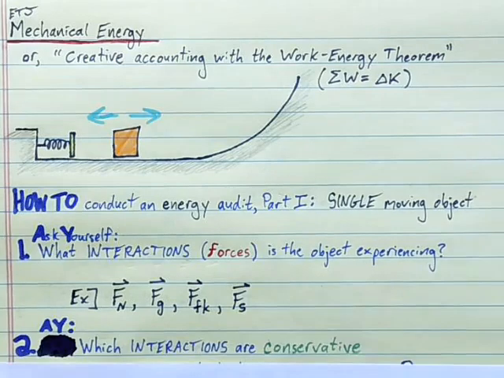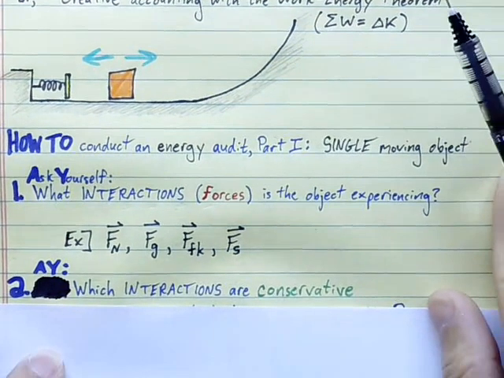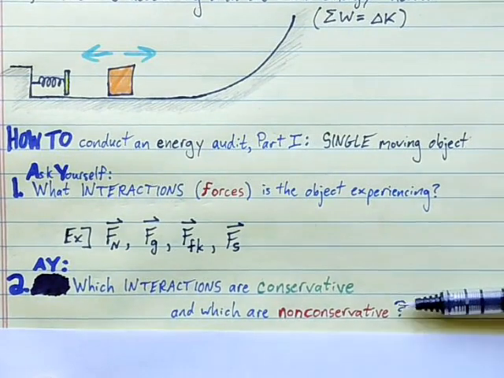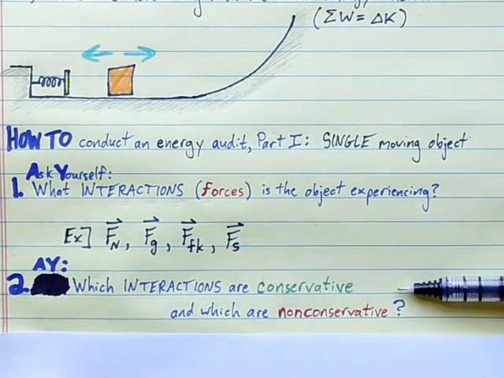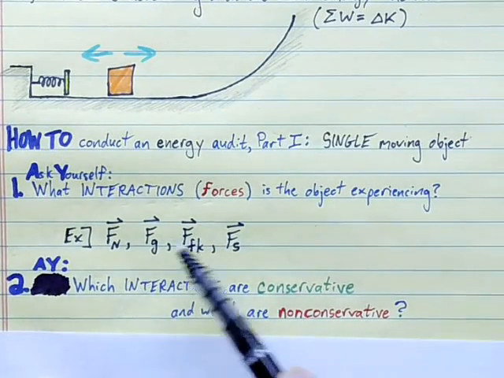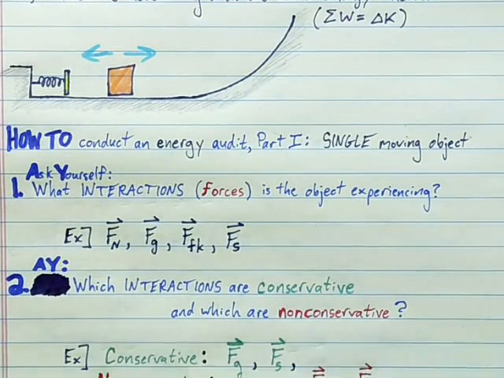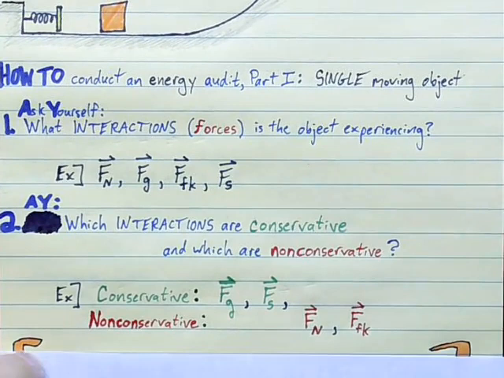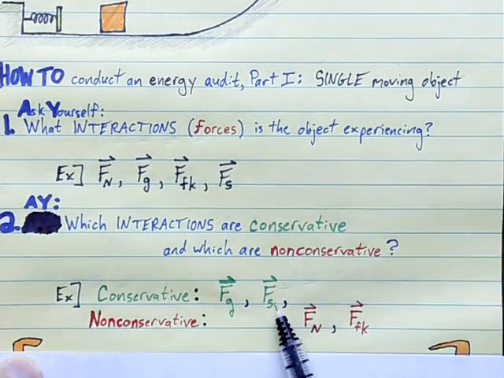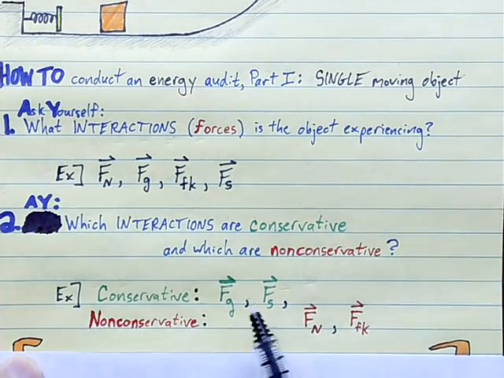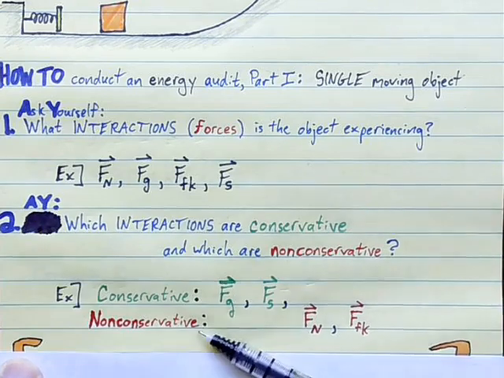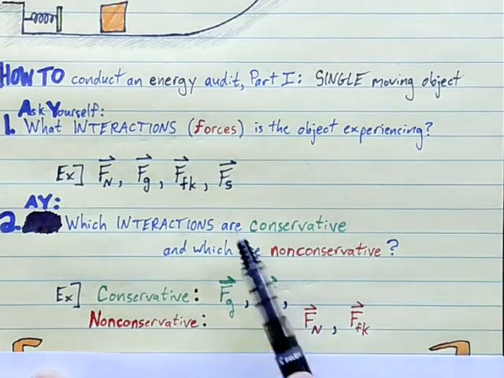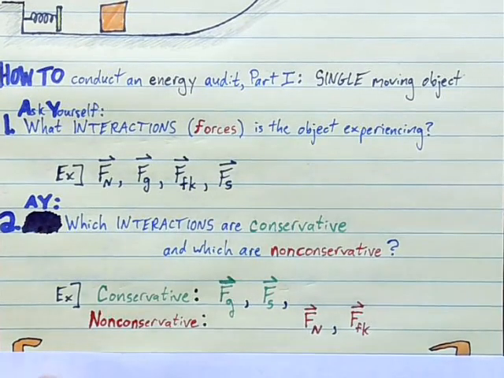Two, ask yourself, of those interactions, which ones are conservative and which ones are non-conservative? Here is where we begin our grouping of these forces into categories. You'd look here and say that we know, of course, that gravity and an elastic force are conservative forces, and pretty much anything else that we've discussed so far is not. So that normal force and that force of kinetic friction are non-conservative.